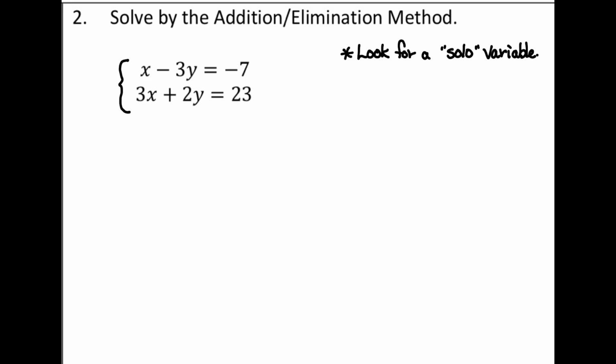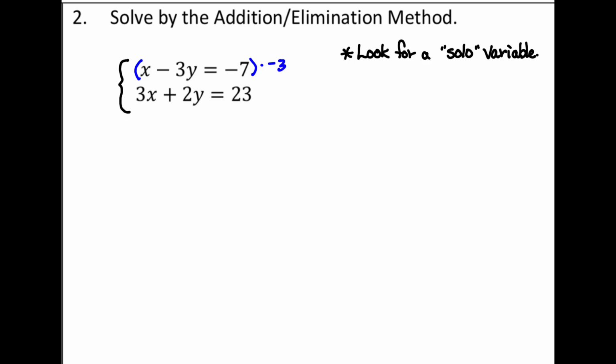So like we did for substitution, look for a solo variable, so in this case, this x, because there's no coefficient, that's what makes it solo, right? You can times this whole equation by whatever it takes to get it to cancel with the other equation right here very easily. Okay, so I'm going to times this equation here by negative 3.